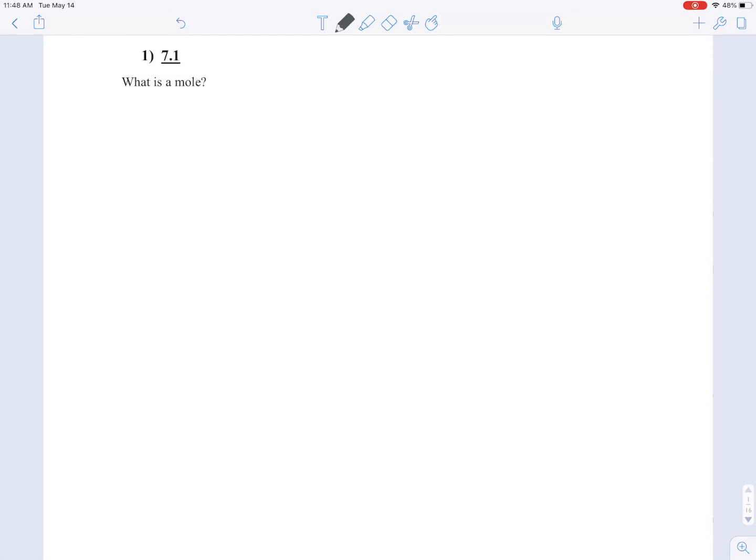Chapter 7, question 1 asks you, what is a mole? And a mole is a group of stuff. But what makes one group a mole and another group not is the specific number of things in the group. So for example, you know that a pair is a group of two, so it's two of something.